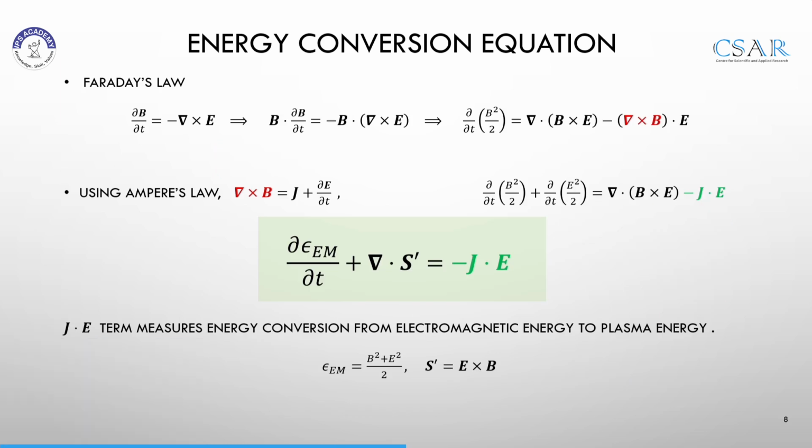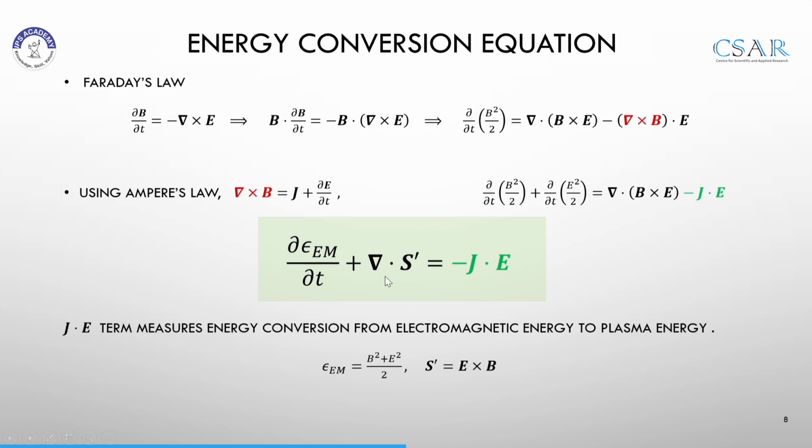Now we'll look into the energy conversion process that takes place in this. For that, we take Faraday's law, we do a dot product with B, and substitute this curl of B with Ampere's law. We obtain the energy conservation equation, which is this one.